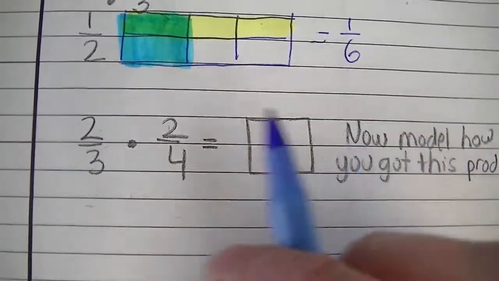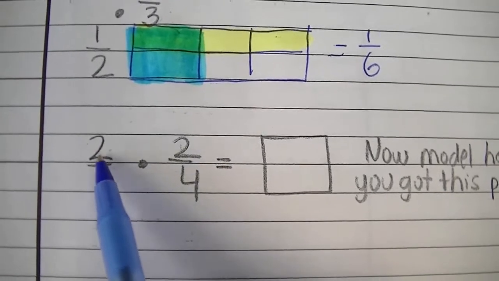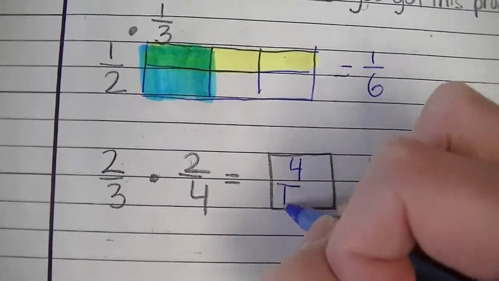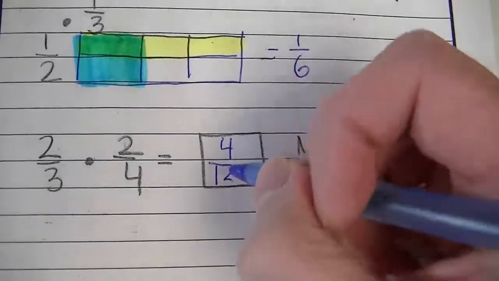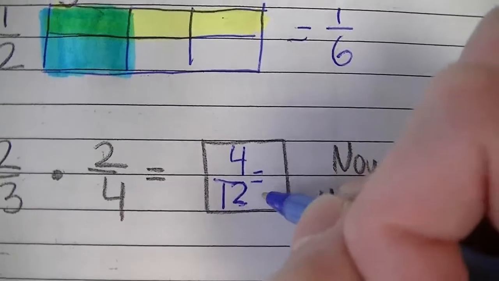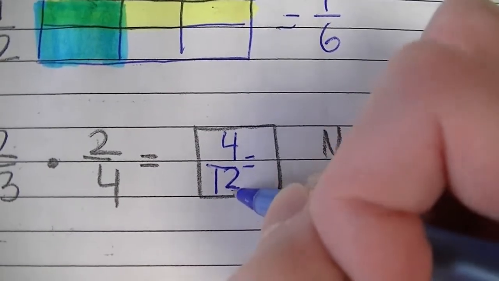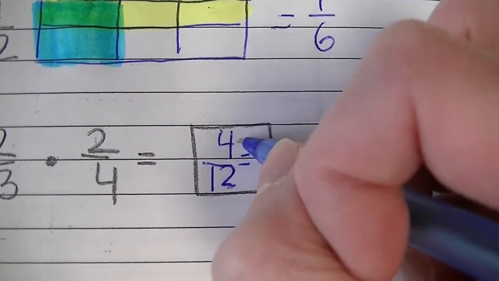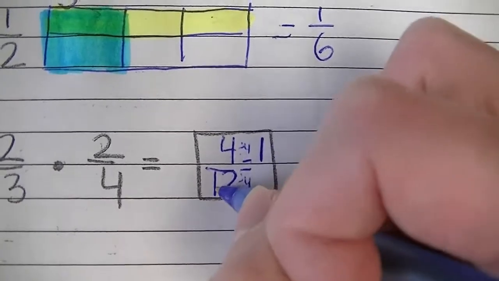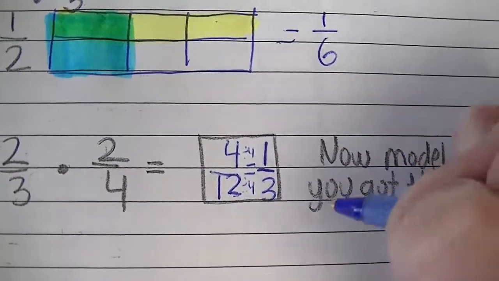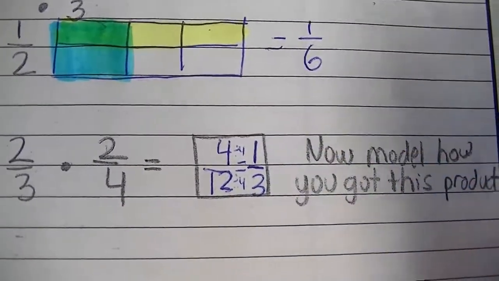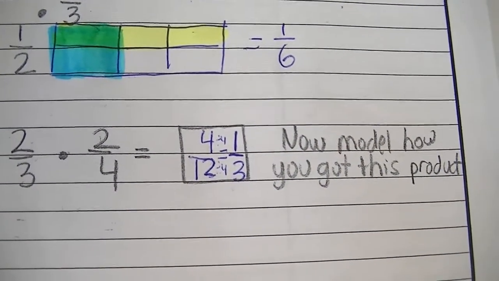Okay, right here, just multiply straight across. 2 times 2 is 4. 3 times 4 is 12. And you know what? We can simplify that. Let's go ahead and simplify that like you've learned in a previous lesson. A number that goes into both 4 and 12 is 4, so I'm going to divide the numerator by 4 and the denominator by 4. 4 divided by 4 is 1. 12 divided by 4 is 3. So 2/3 times 2/4 is 4/12, or you could say 1/3, because you know they're interchangeable.